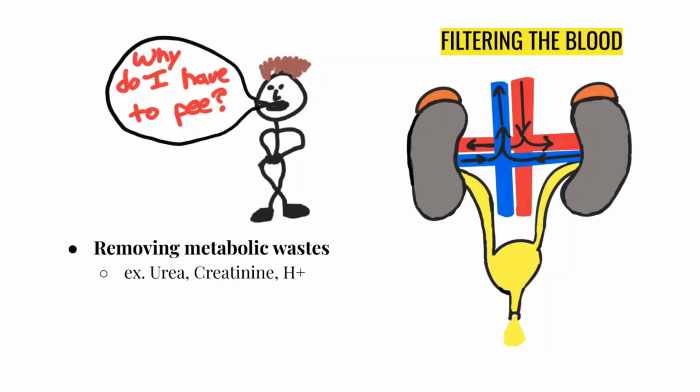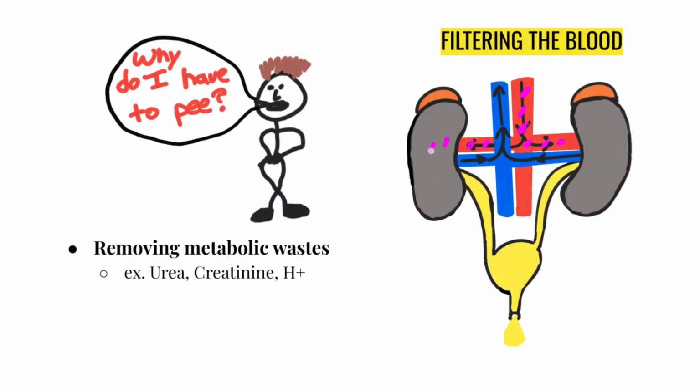Examples of these things are molecules like urea, which is made when we break down amino acids from proteins, creatinine, which is made in our muscles when they're busy, and hydrogen ions, which are produced when we make various acids in our body. All of these things will tend to build up in our blood. And so we can accumulate these waste products in our blood that's heading into the kidneys.